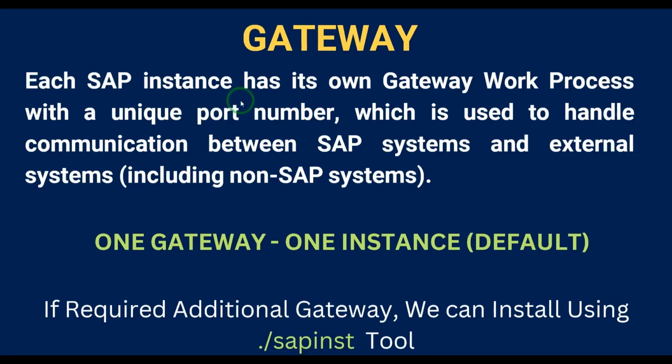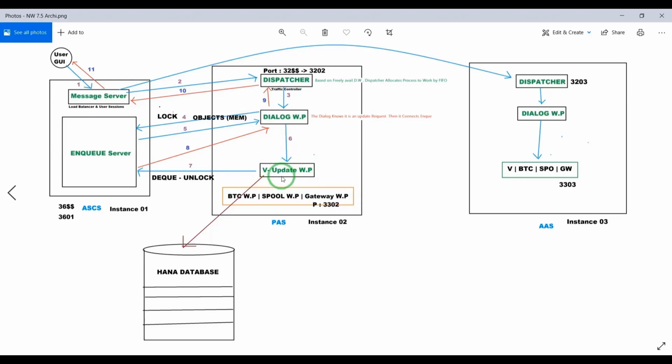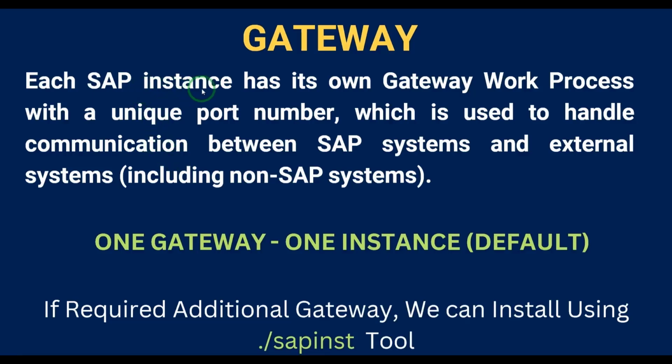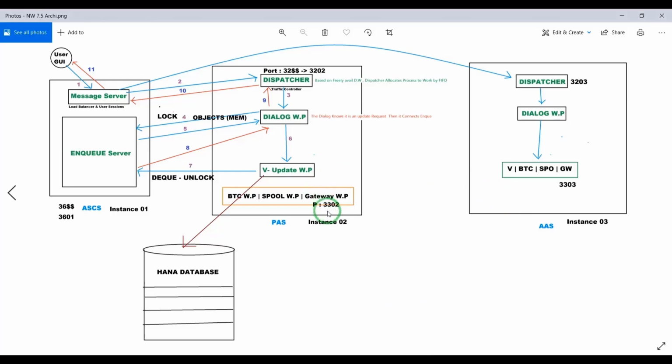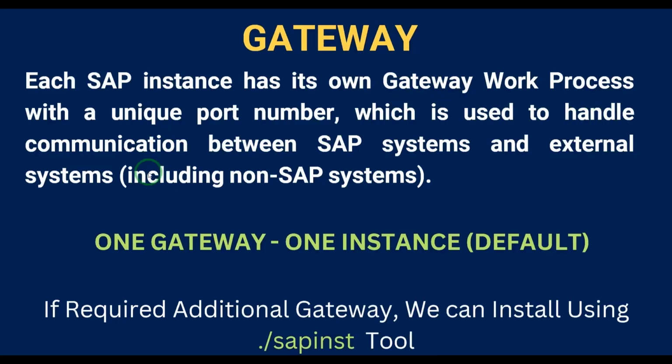Each SAP instance has its own gateway work process. We know that. So this has a separate gateway, and this has a separate gateway. Each SAP instance has its own gateway work process with a unique port number. This one holds 3302, and this is with 3303, which is used to handle communication between SAP systems and external systems, including non-SAP systems.